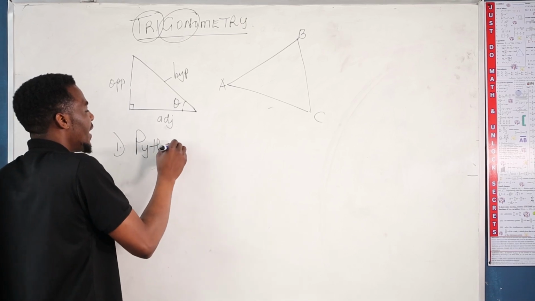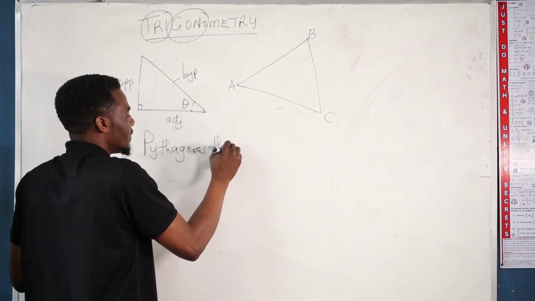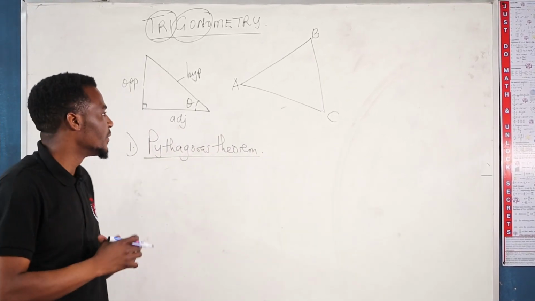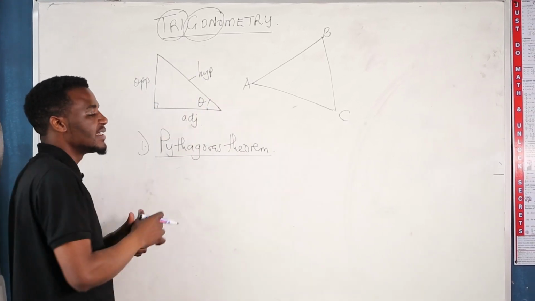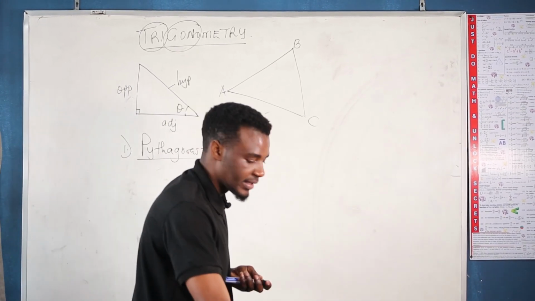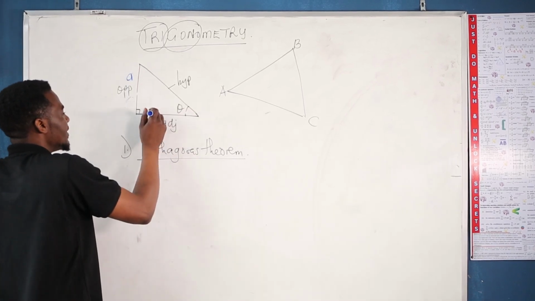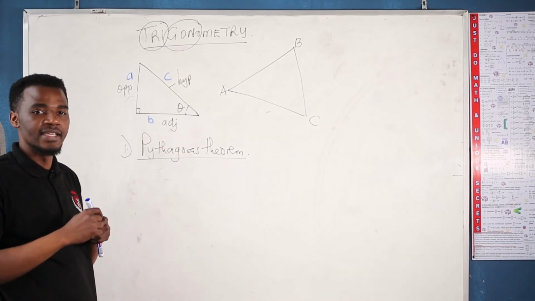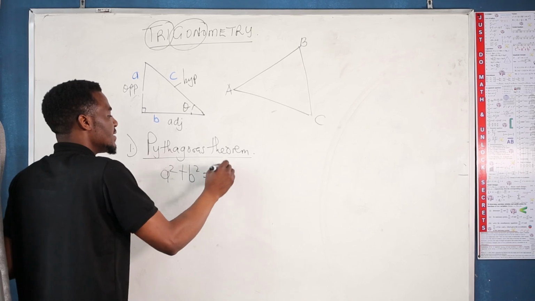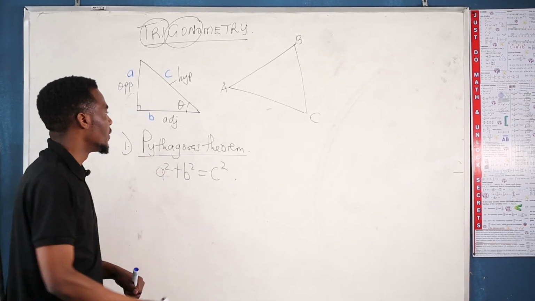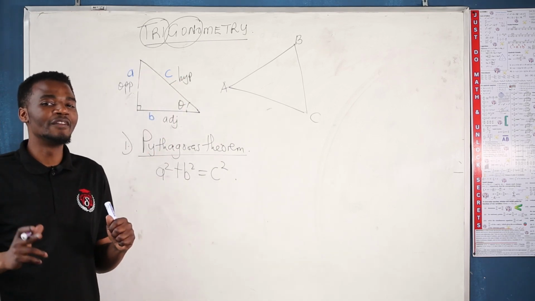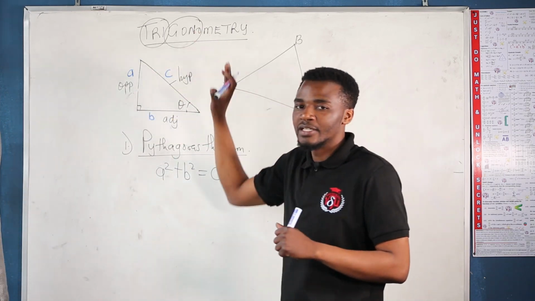Pythagoras Theorem. Under what circumstances do you use the Pythagoras Theorem? You use it if you see that you are dealing with a right angled triangle. Maybe there's a side that is given and another side is also provided. Like in this case, let's say this side is A, this side is B, and this side is C. The Pythagoras Theorem states that A squared plus B squared is equivalent to C squared. So if you take this shorter side, you square it, you also square the other shorter side, the answer that you get is equivalent to the longest side squared.